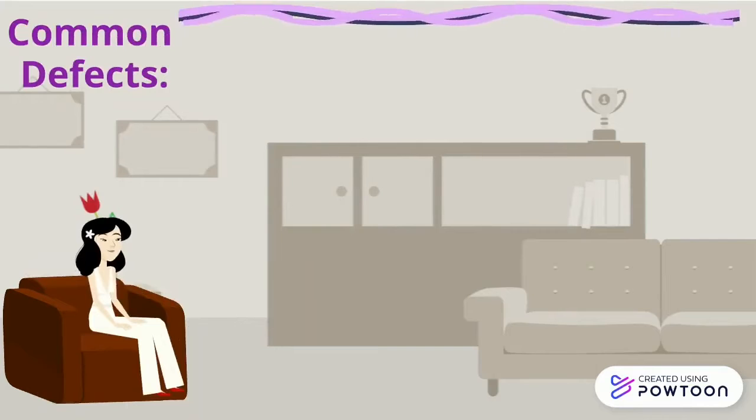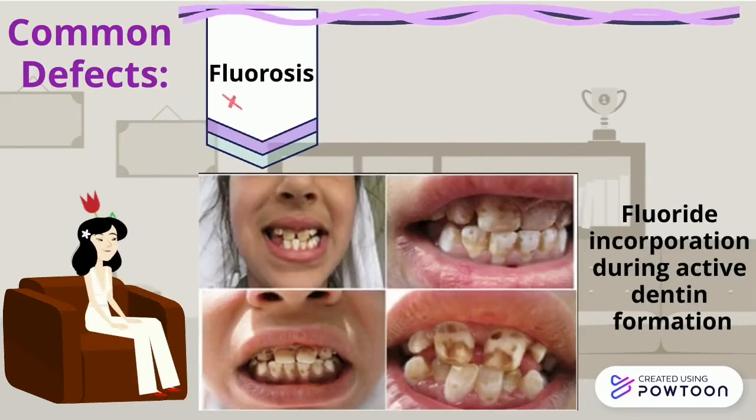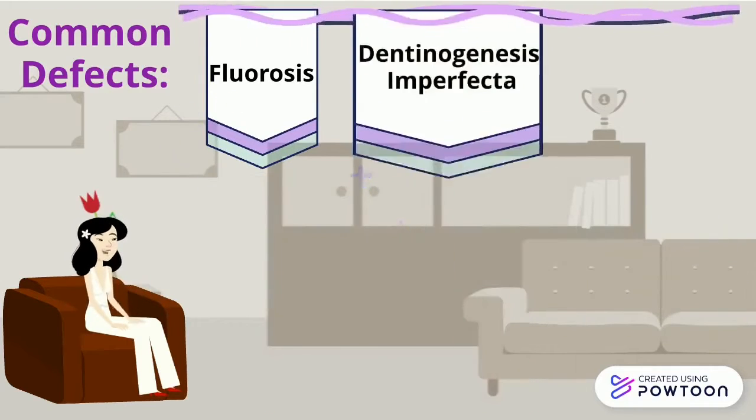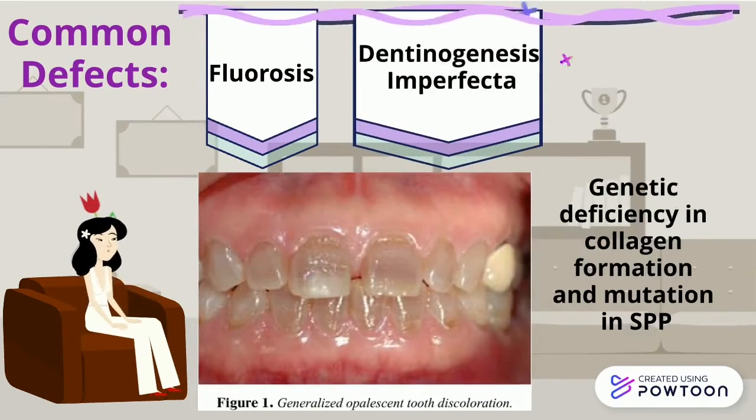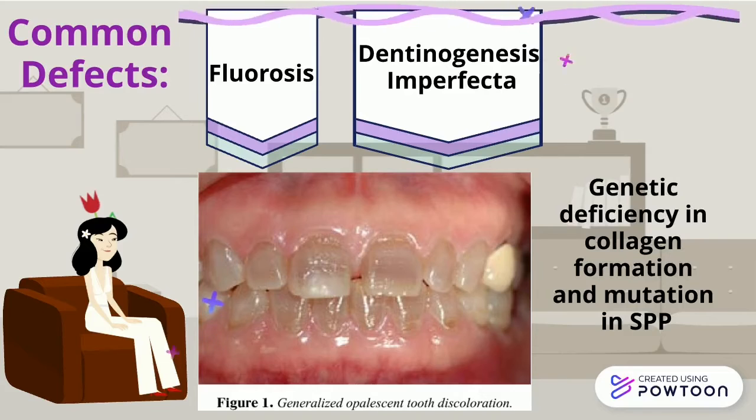Common defects of dentinogenesis include fluorosis, which is fluoride incorporated into dentin during active dentinogenesis, which increases the hardness of dentin. Dentinogenesis imperfecta, which happens due to genetic deficiency of dentin sialophosphoprotein, thus showing irregular and disoriented tubules, and obliteration of the pulp chamber with abnormal dentin, resulting in a weaker, discolored, and translucent tooth, more prone to break and loss.